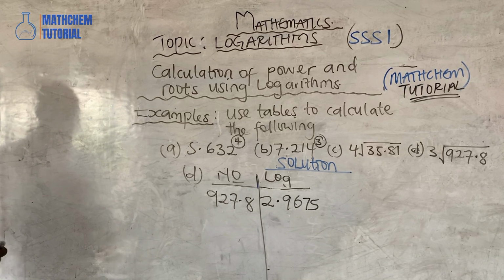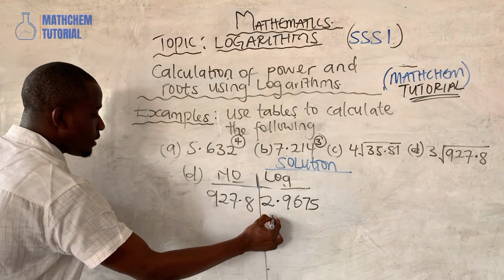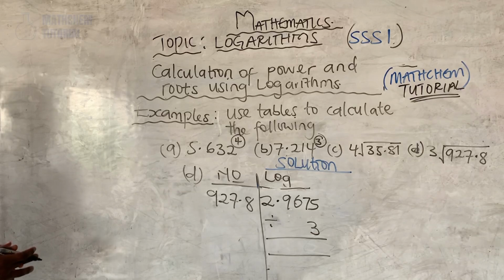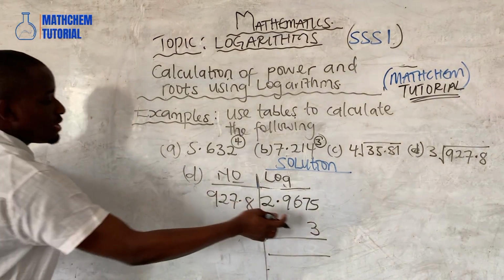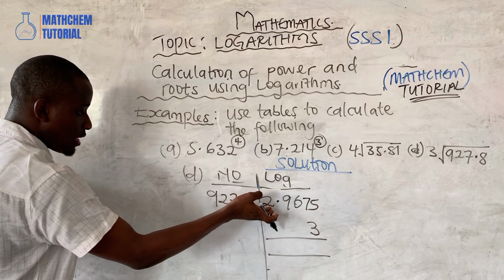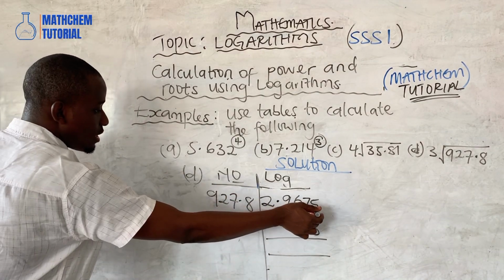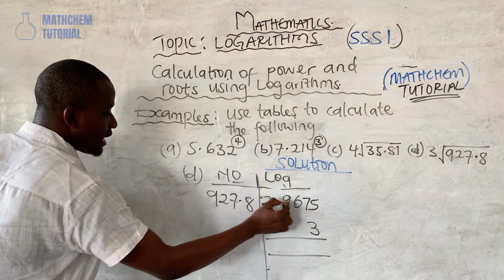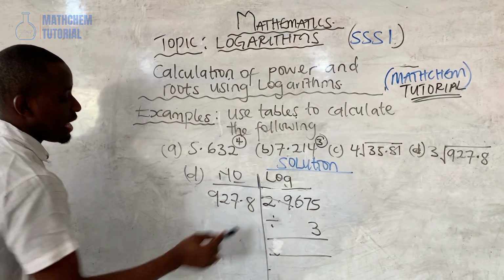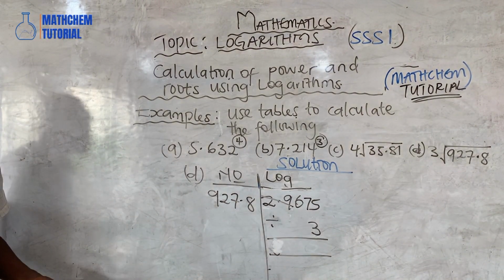After writing 9675, because of the 3 roots that we have, we are going to divide it by 3. So I will divide this answer by 3. Now let's divide without using a calculator. 3 in 2, you know it's not possible. You start your division from here. But if you are multiplying, you start from here. So then 3 in 29. 3 in 29 is going to give us what?